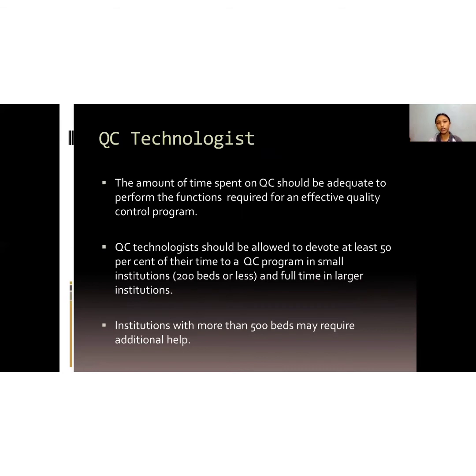So, in quality control, they also have a technologist. So the amount of time spent on quality control should be adequate to perform the functions required for an effective quality control program. So quality control technologists should be allowed to devote at least 50% of their time to a quality control program in small institutions and full-time in larger institutions. So institutions with more than 500 beds may require additional help.